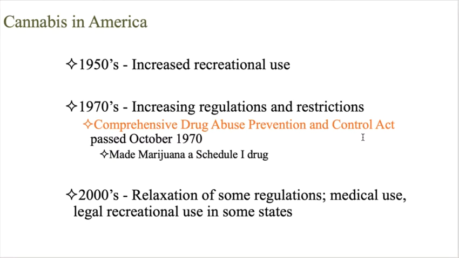In the 1950s and 60s, the recreational use became way, way, way more common. So in the 1970s, there was basically a big crackdown. We increased regulations and restrictions on the use of marijuana. Marijuana became a Schedule I drug. There's going to be a top hat question about this. So remember, a Schedule I drug is a drug that has no medical use and a high potential of abuse, meaning that it's most likely going to be very reinforcing or addictive.